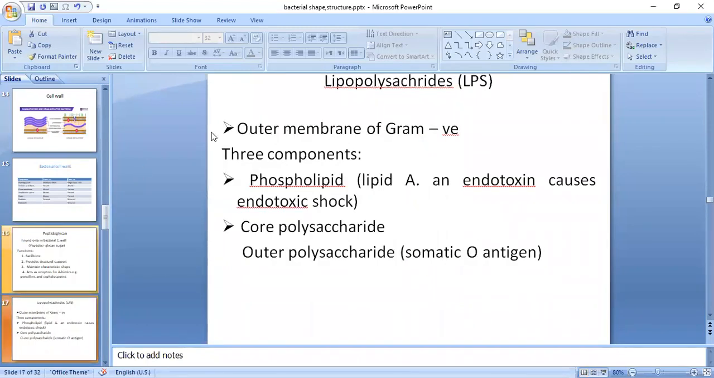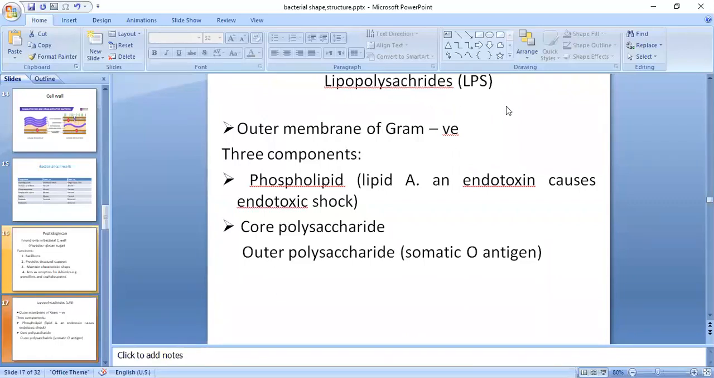The cell wall of the gram-negative bacteria. As I told you, the cell wall of the gram-negative bacteria has the outer membrane, and this outer membrane is absent in the gram-positive bacteria. So this is one of the differences. This outer membrane of the gram-negative bacteria is composed of lipopolysaccharide.